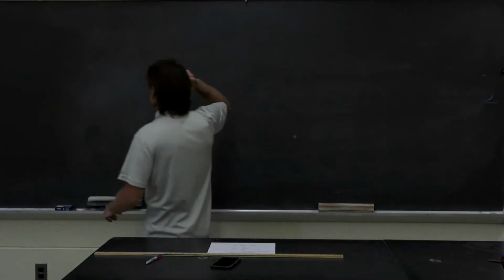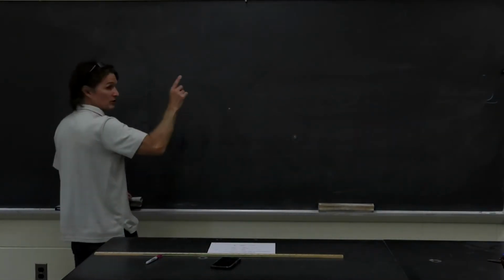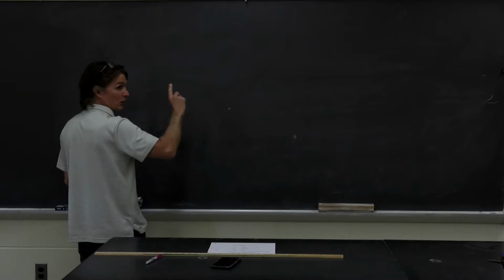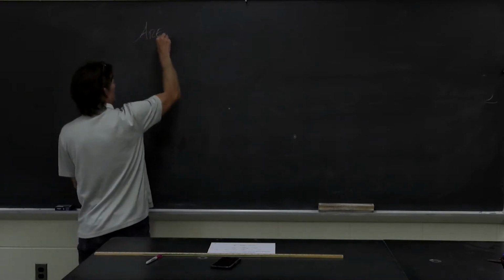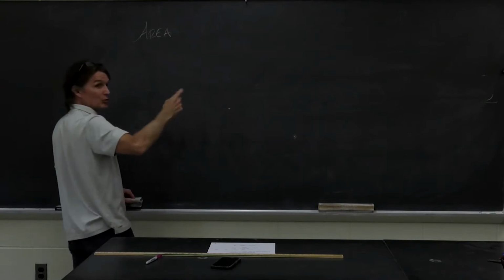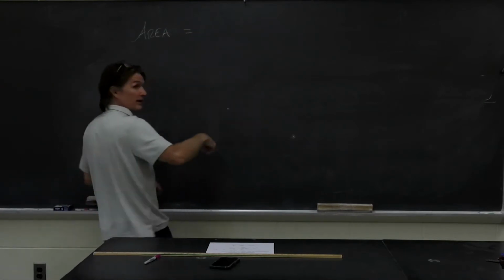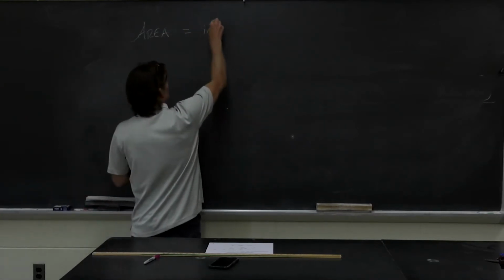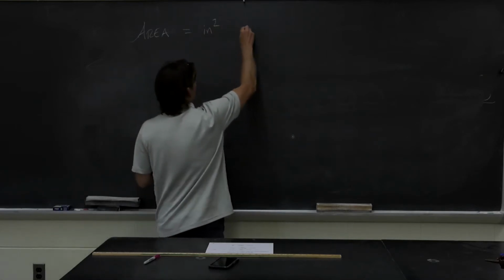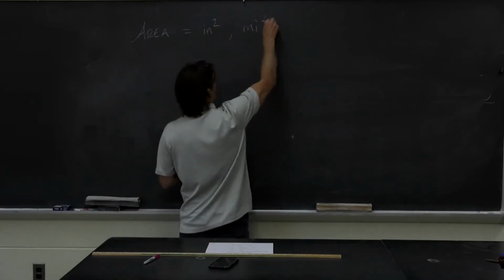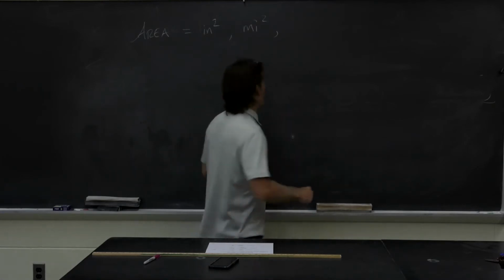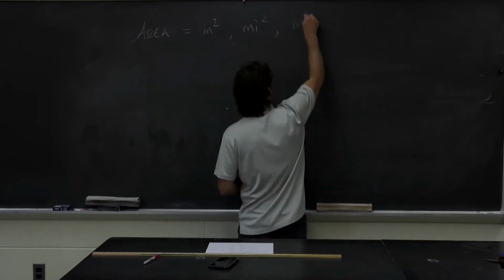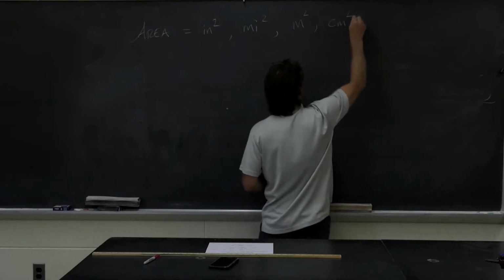All right, slide 9. We've just covered two other derived units of measure. We know that area is going to have units of length squared. So area could be measured in inches squared. You could have miles squared, square miles. We're not going to use those units in this course. You're more going to see meters squared or centimeters squared.